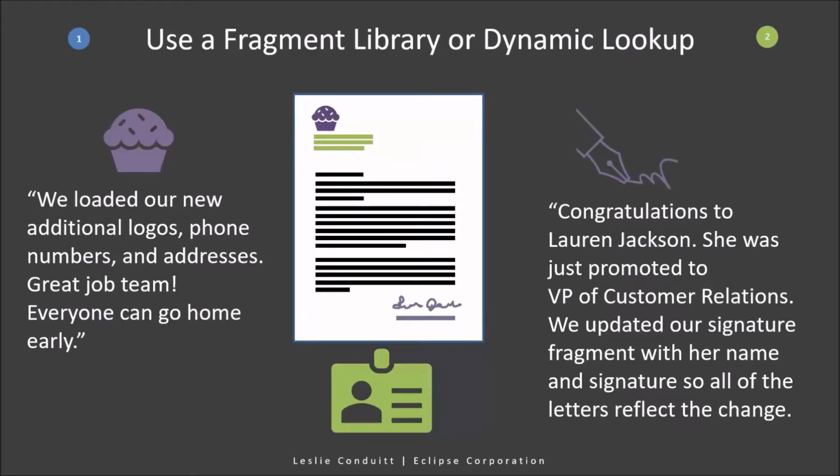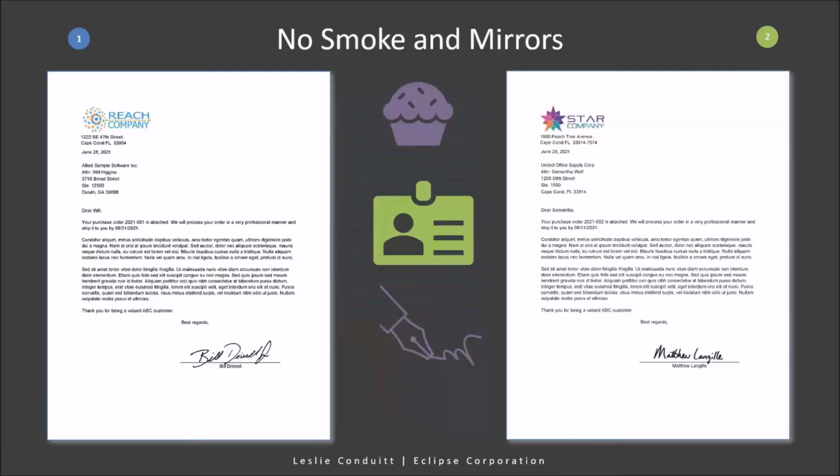And just to show it's not smoke and mirrors, this is pretending I have a pretend reach company and a pretend star company, and we have Bill and Matthew on one side, Bill on the other. That can be dynamically changed. So this is the same template. It's built as a master global template, and the information at the top of the screen, the logo, the address, and the signatures as well, are all dynamic in our master global template. So same template, different information.